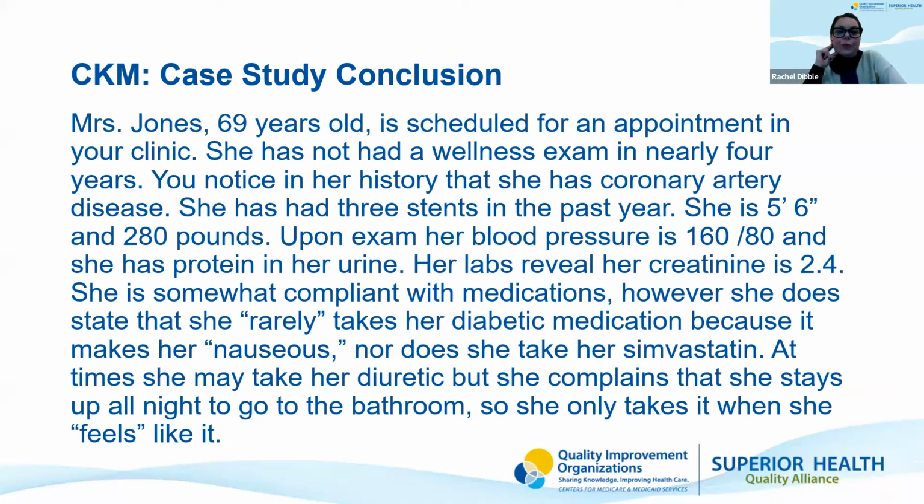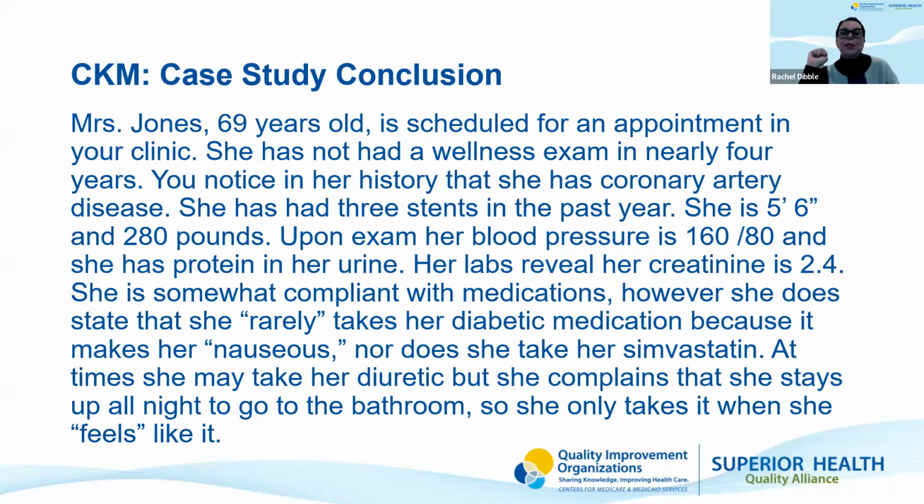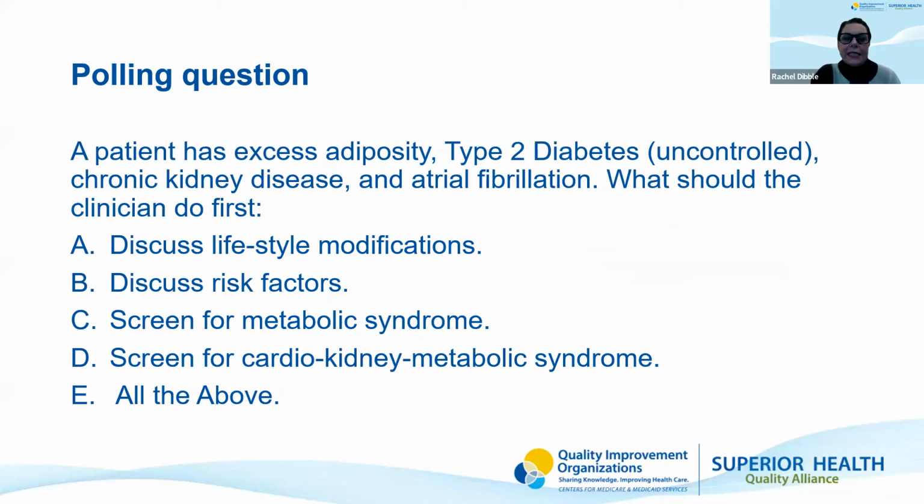So what happened to Mrs. Jones? She was scheduled for an appointment in the clinic. Next slide, please. I'm sorry, I apologize. So what we did with Mrs. Jones, and here's your polling question. Actually, why don't you answer this first, and then I'll go back to Mrs. Jones. Okay, so your patient, same thing, has excess adipose tissue, uncontrolled diabetes.